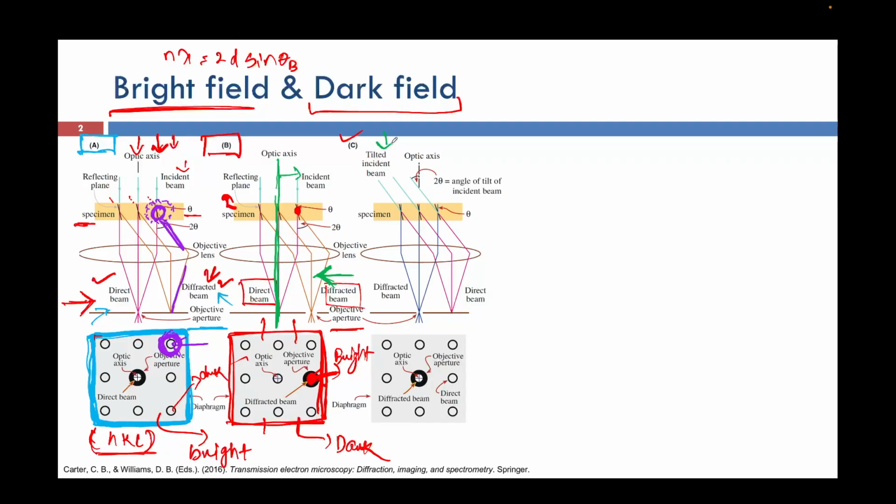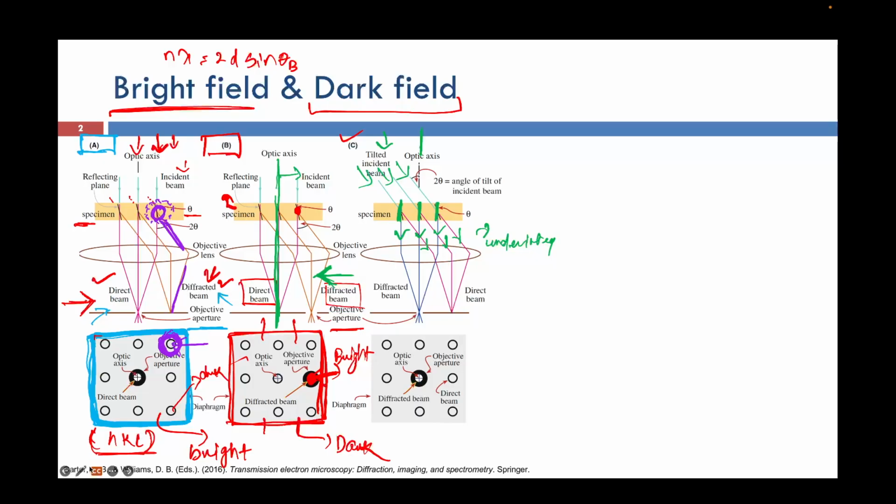incident beam. Okay, so now the beams are coming a little bit tilted, but still remember the optic axis is staying as it is. Now for these tilted beams, these are the undeviated beams, the direct beams. And after interacting with the planes, these beams here are the diffracted beams for this tilted beam.